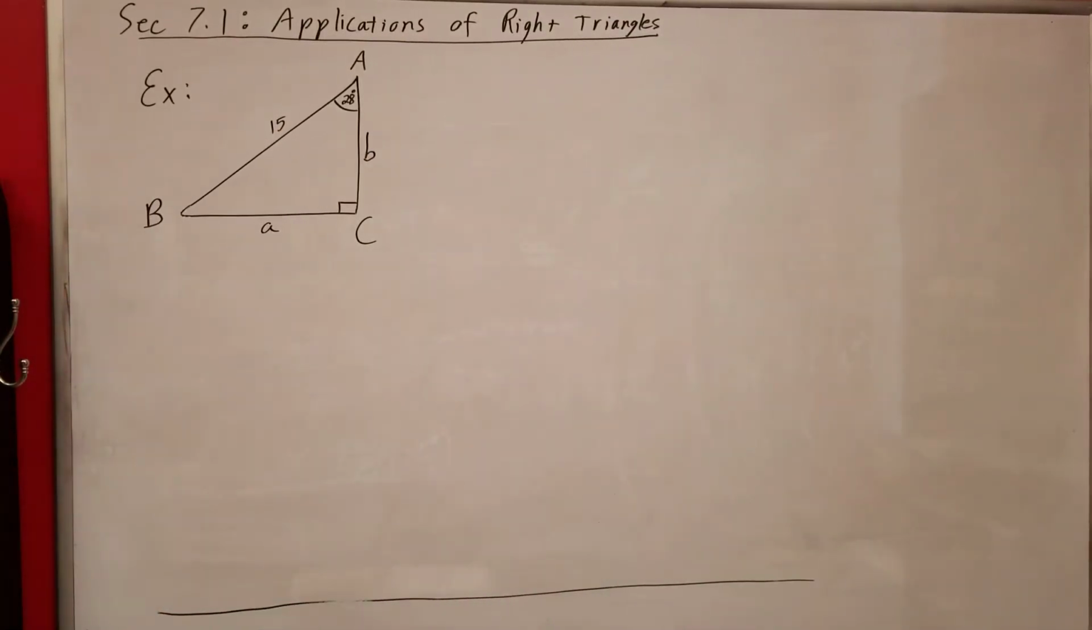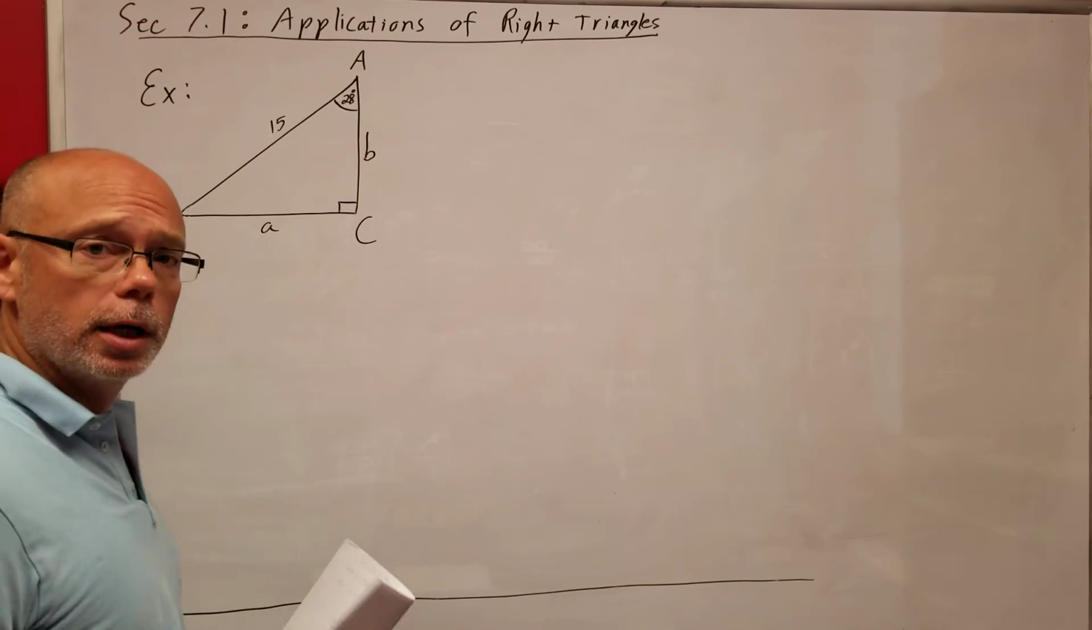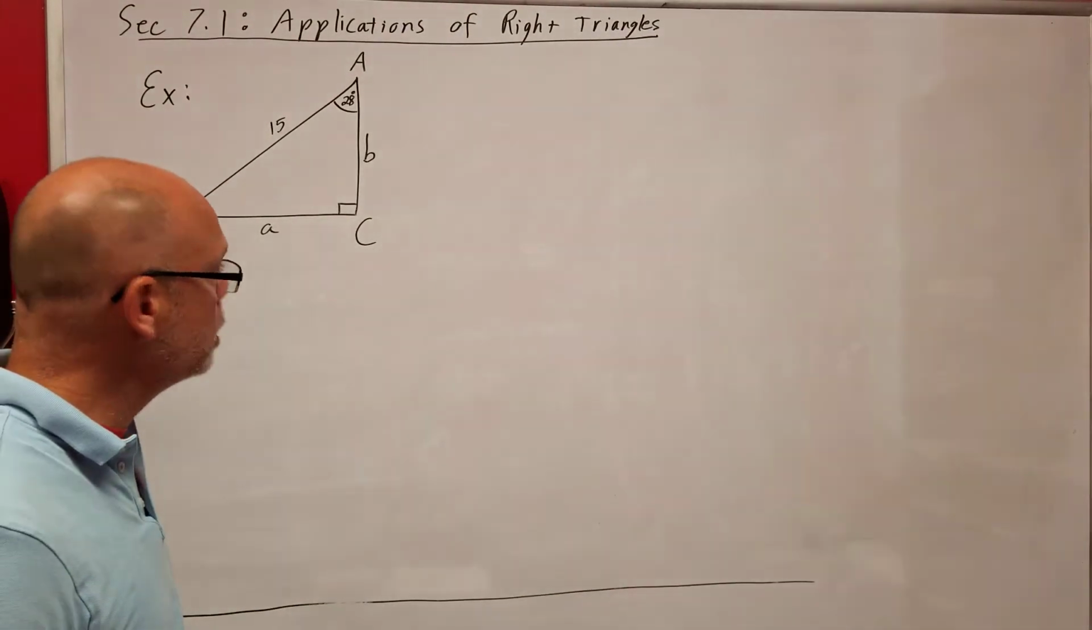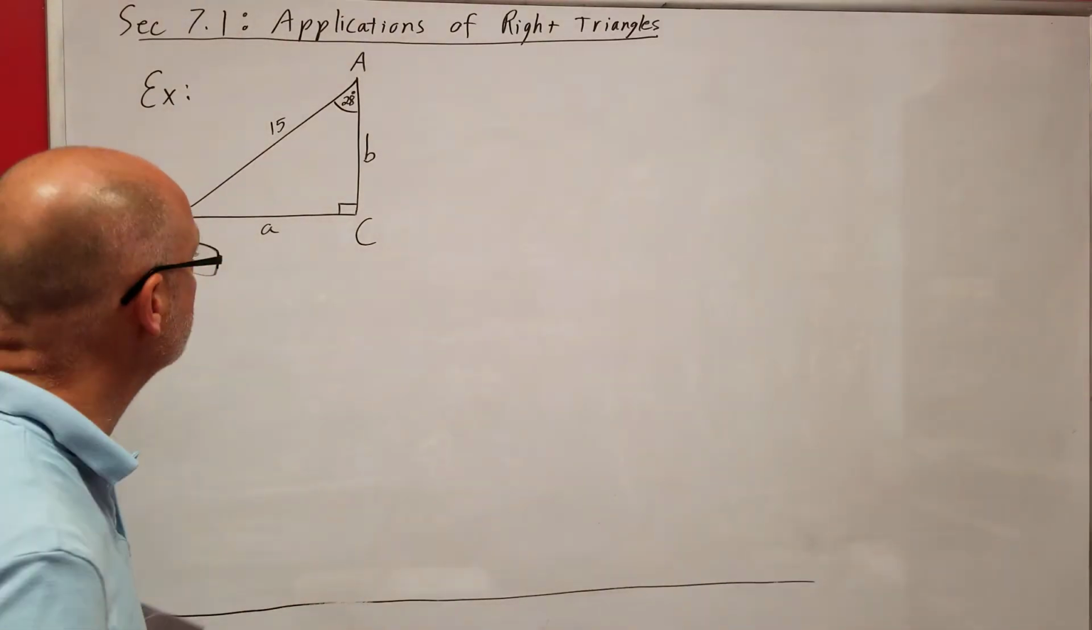Section 7.1, applications of right triangles. Even though a lot of this section is going to be word problems, it's not going to be so bad. It's mainly right, well, it's all right triangles really.